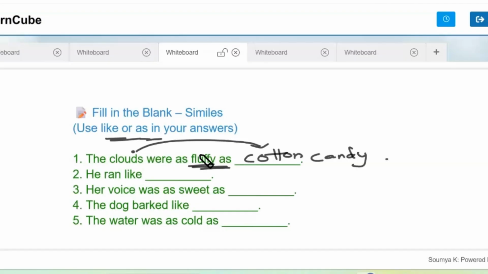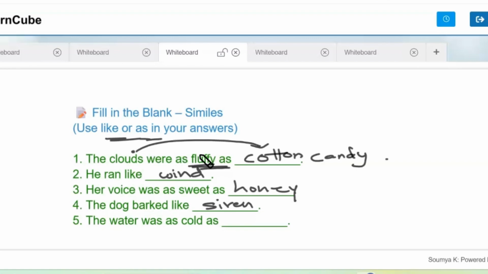He ran like the wind. Maybe very fast he ran like the wind. Her voice was as sweet as honey, maybe. Any comparison you can make. The dog barked like a siren.